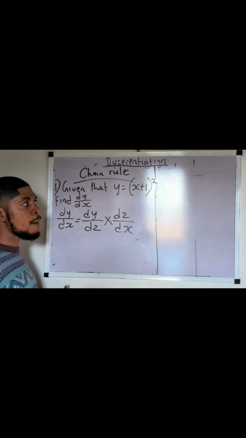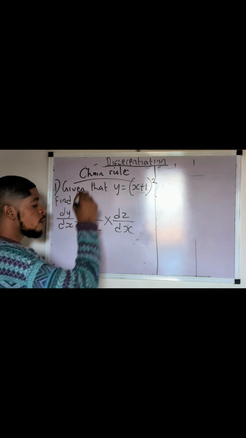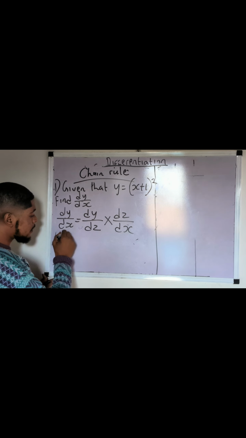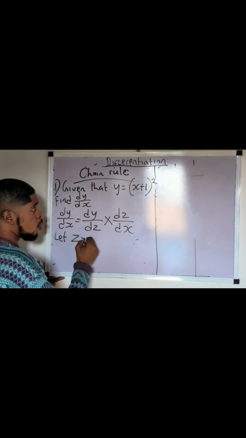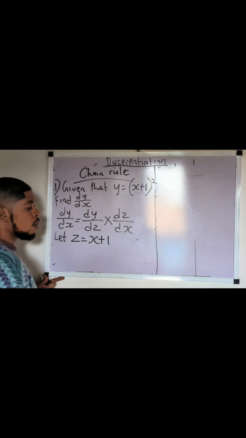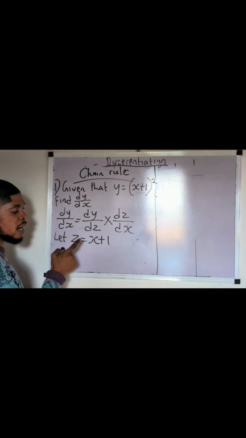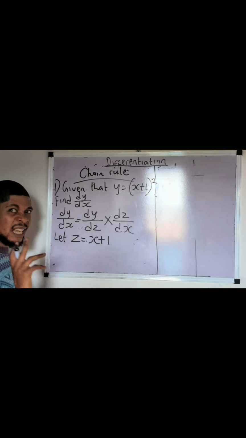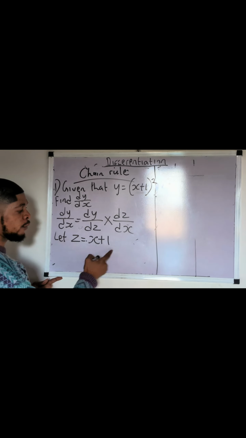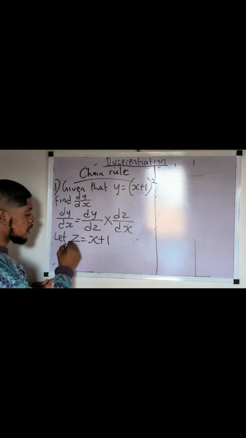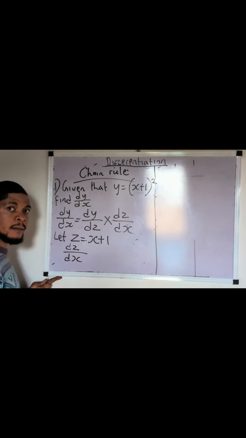Take note. The first step, you see the figures inside the bracket. Your first step is to say let everything inside the brackets be equal to z. z equals x plus 1. So x plus 1 inside the brackets, let everything inside the bracket be equal to z. That's the first step. Now, after saying let it be equal to z, the next step is to differentiate this. Differentiating this, what are we getting? dz/dx.